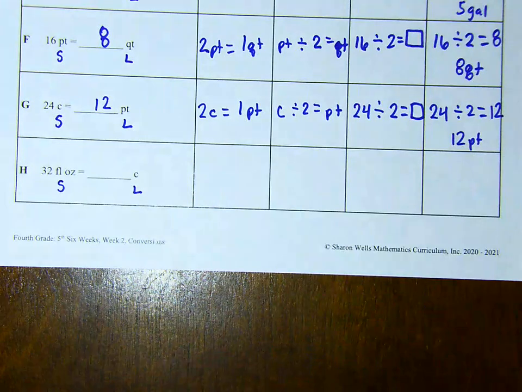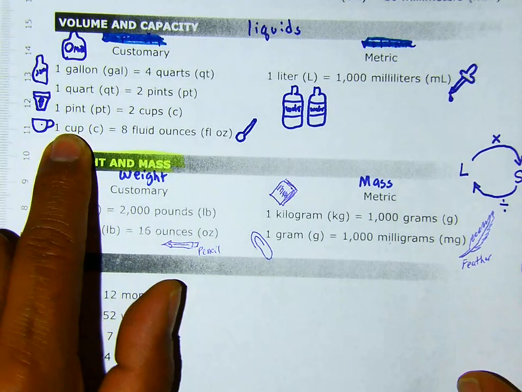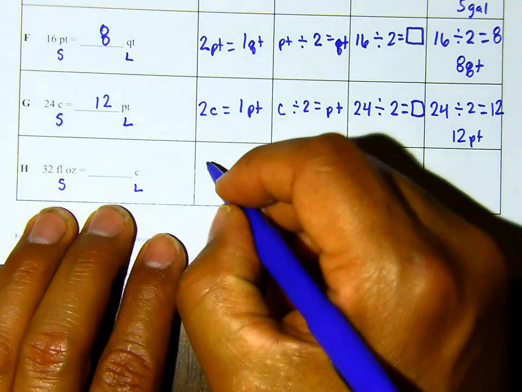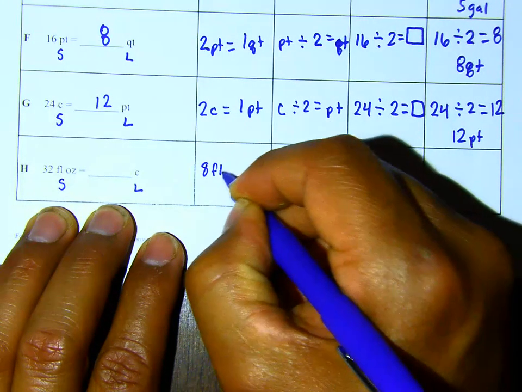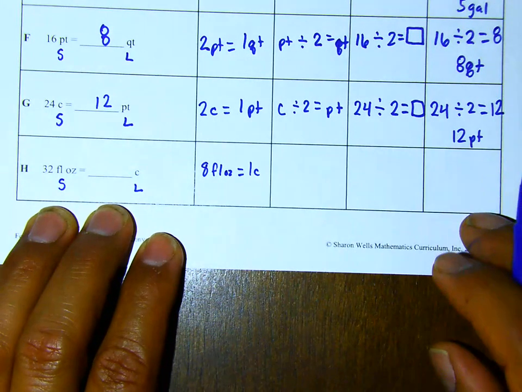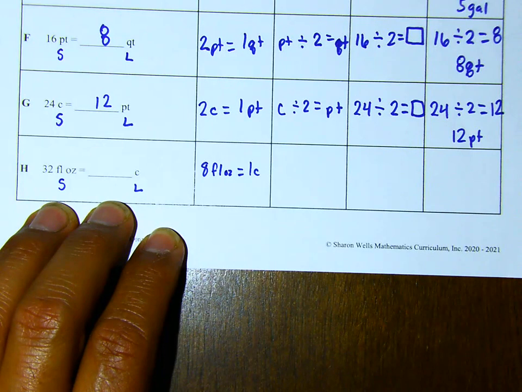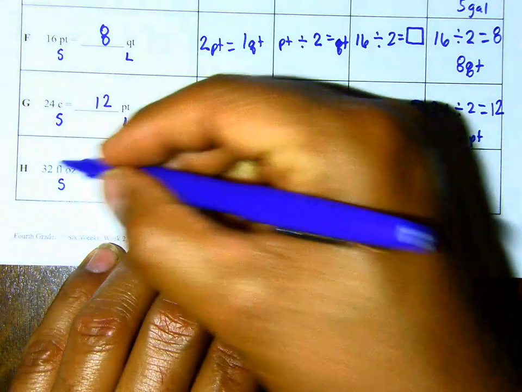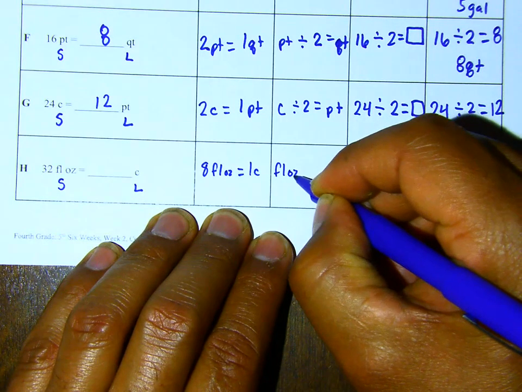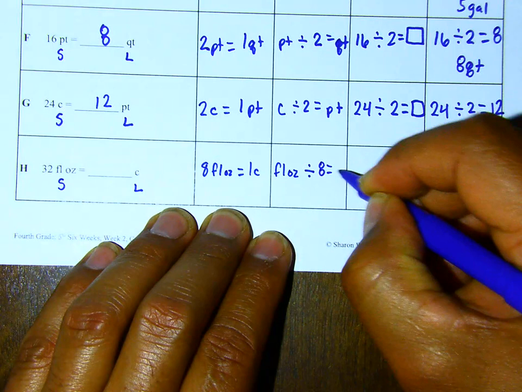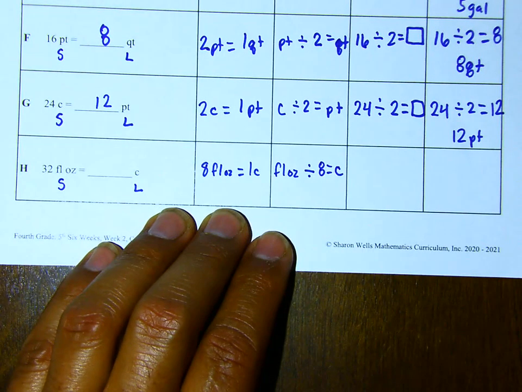So let's find our equivalent measure. 1 cup equals 8 fluid ounces. So we can say 8 fluid ounces equals 1 cup. So we have to come up with a plan. Whatever number of fluid ounces we have, we divide it by 8, and that's going to give us our cups. How many cups are we going to have?